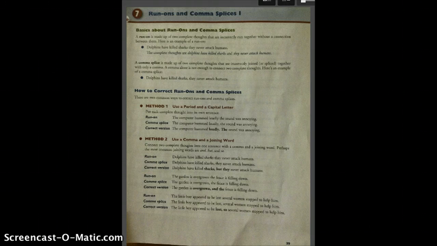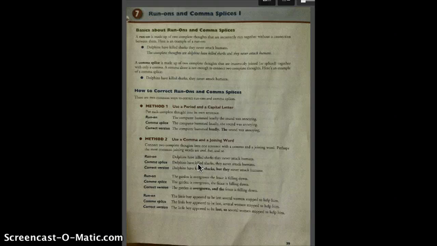Today you're going to be working with run-on sentences and comma splices. We're going to take a look at the basics about run-ons and comma splices. A run-on is made up of two complete thoughts that are incorrectly run together without a connection between them. Here's an example of a run-on sentence. Dolphins have killed sharks. They never attack humans. The complete thoughts are, dolphins have killed sharks, and they never attack humans.